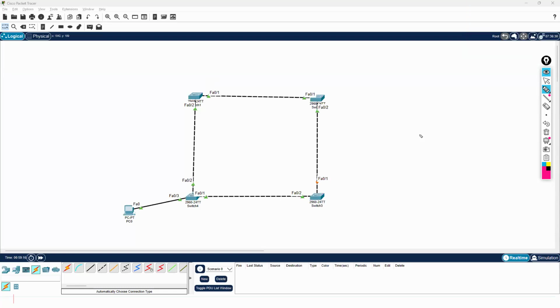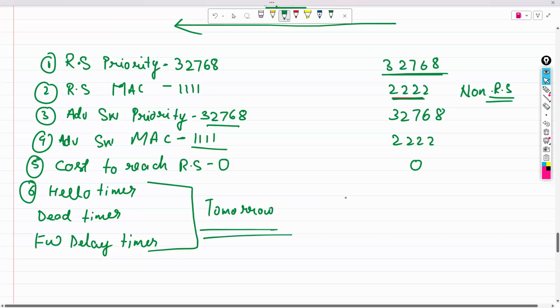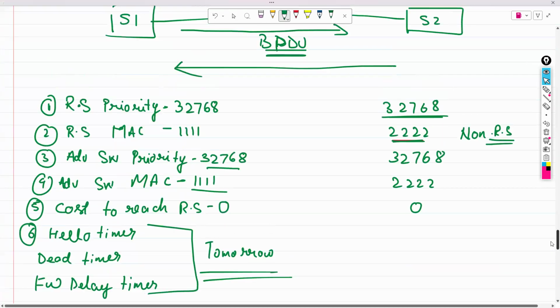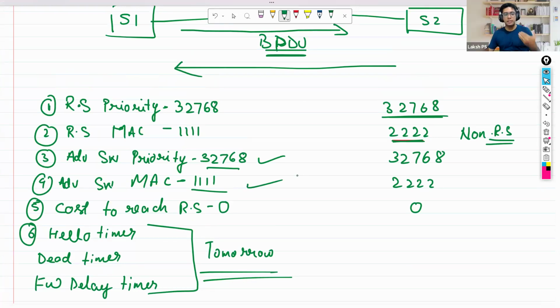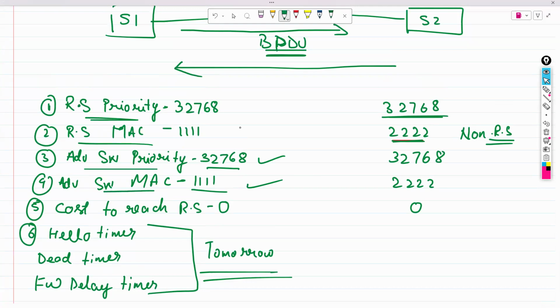So one more thing. The first time a BPDU is sent, does it have the third and fourth points, the advertising switch's priority and MAC address, or is that only after the root is selected? Initially, the BPDU is sent by everybody. When they initially send the BPDU, the root switch priority, root switch MAC, advertising switch priority, and advertising switch MAC will be the same.